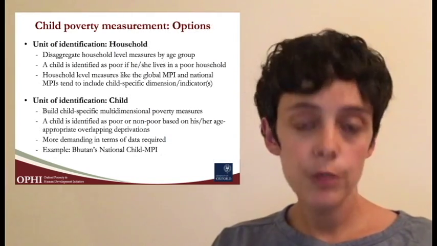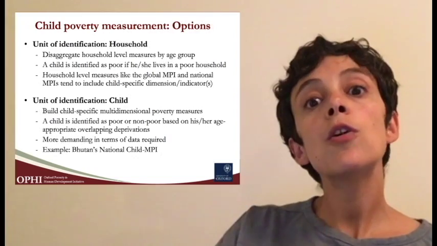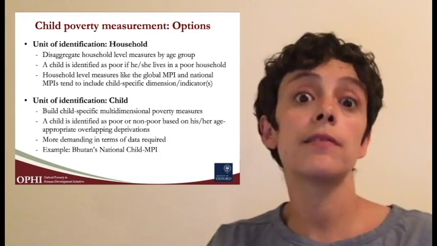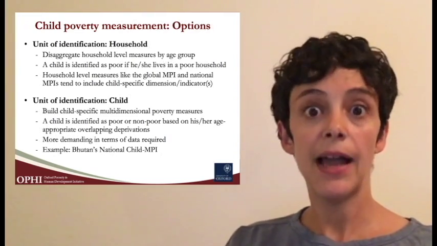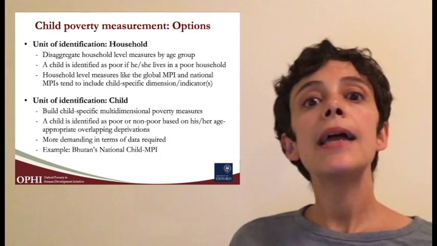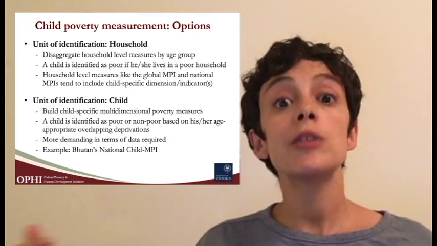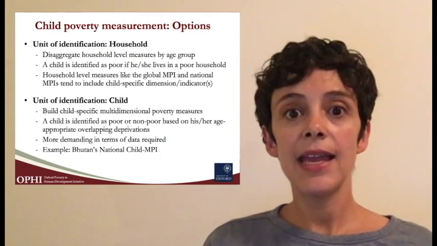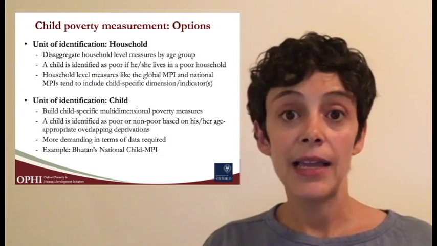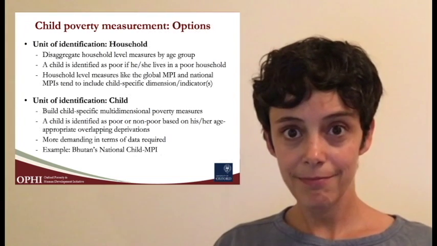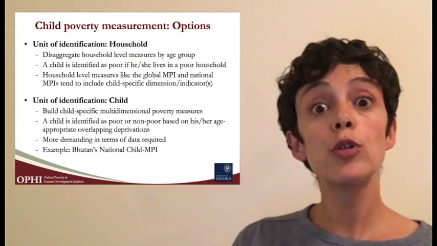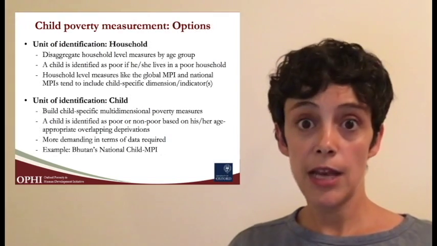The first approach is to decompose or disaggregate a household-based measure like the global MPI by age groups. By applying the property of subgroup decomposability, we can obtain the incidence, intensity, and the MPI among children. The assumption here is that a child is poor if he or she lives in an MPI poor household.